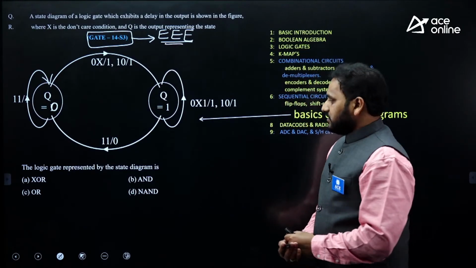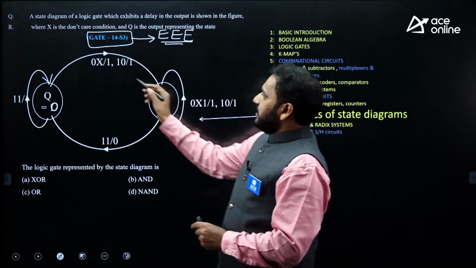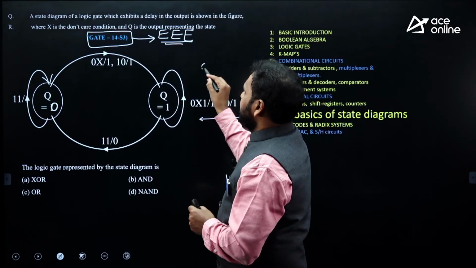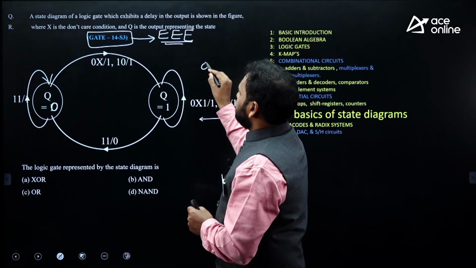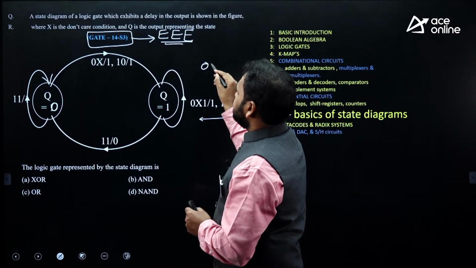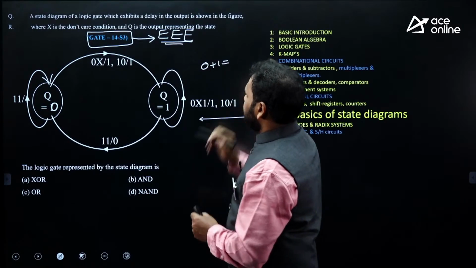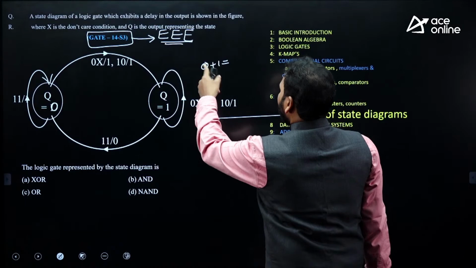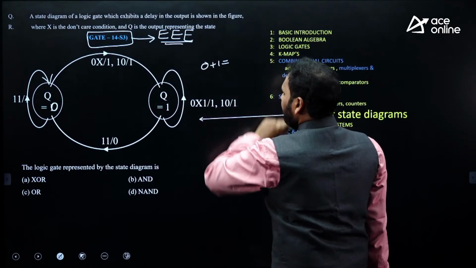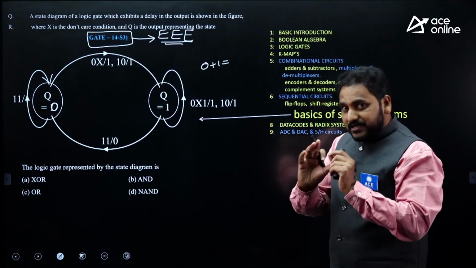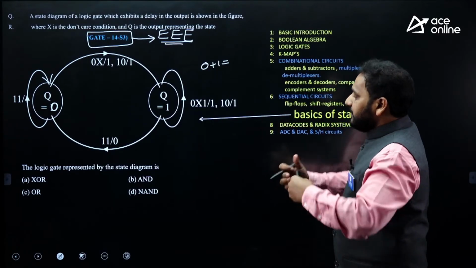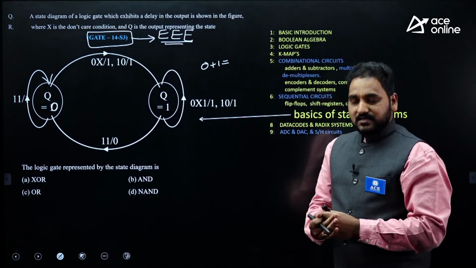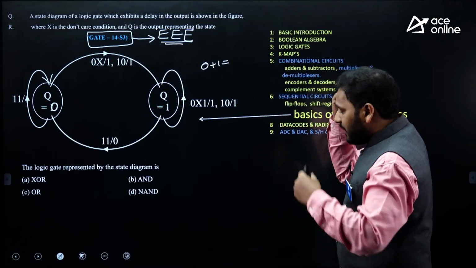Luckily, we don't have NOR in the options, but directly we can understand that if one of the inputs is 0, output is 1. At least one input is 0, output is 1. For example, 0 plus 1 or 1 plus 0, output should be 1. This is the way you should do the analysis, because if you know the basic idea, you can immediately select the option. That is a different story. But I'm thinking I don't know anything.